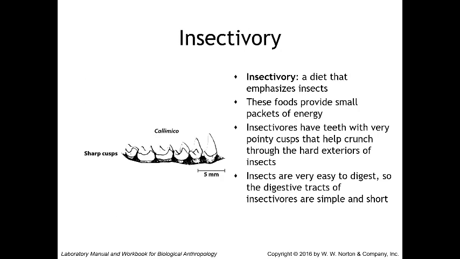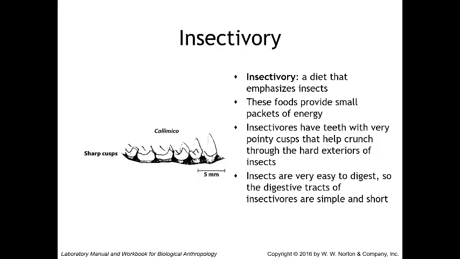So we'll start off with Insectivory. Insectivory is a diet that emphasizes insects. Very straightforward, right? These foods provide small packets of energy. And so if we had a large-bodied primate that was an insectivore, that large-bodied primate would need to eat a massive amount of insects in order to obtain enough energy to support its size. Therefore, insectivorous primates tend to have small bodies that can then survive more efficiently on these small packets of energy, right? Remember, everything makes sense, right? Small packets of energy, they need to be smaller primates, so they can survive off of that.